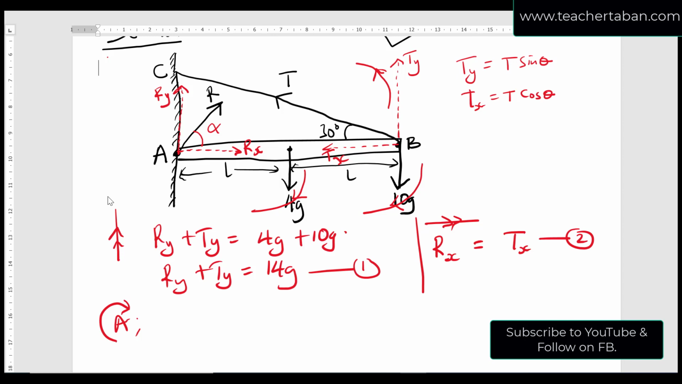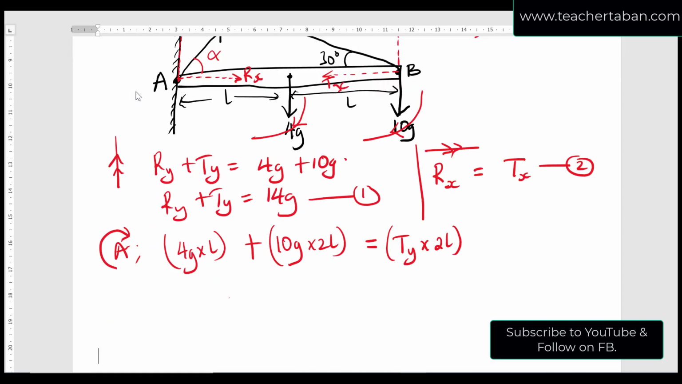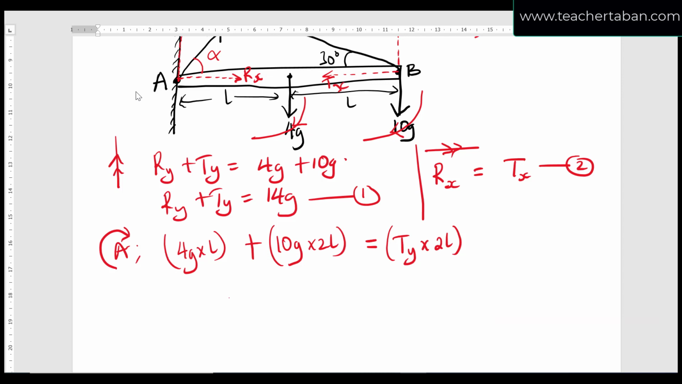So the sum of clockwise moments will have 4G times the perpendicular distance, which is L, plus 10G times the perpendicular distance from the pivot, which is 2L. This must be equal to the sum of the anti-clockwise moments, which is Ty times the perpendicular distance, which is 2L. So simplifying this expression is going to give us Ty being equal to 12G, and that is our equation 3.